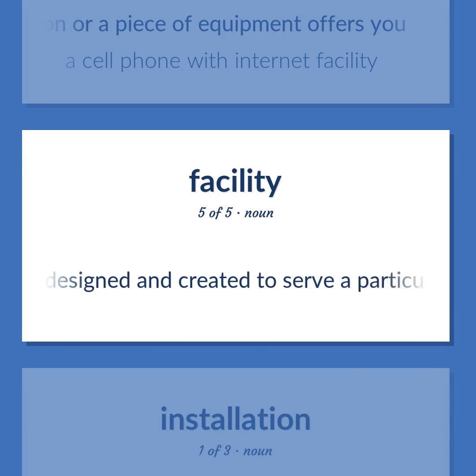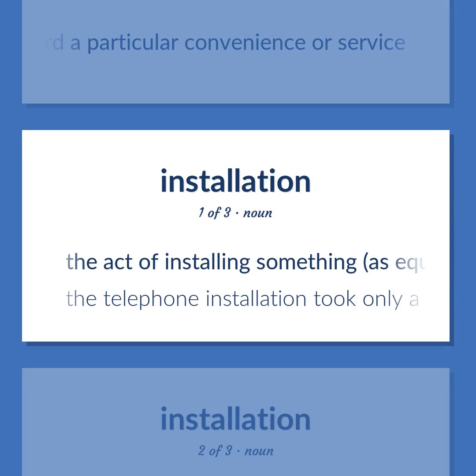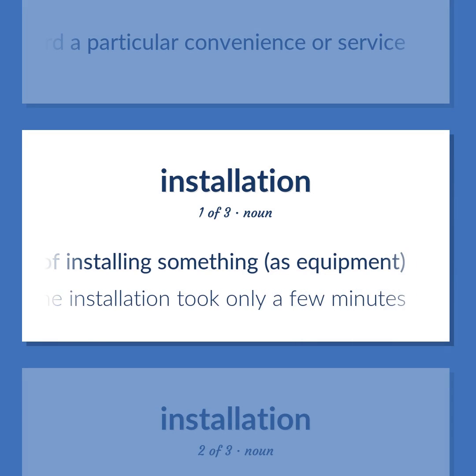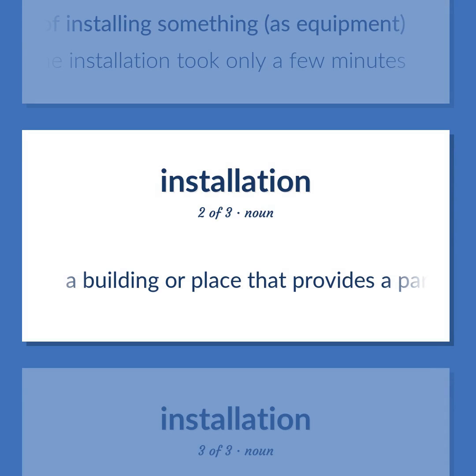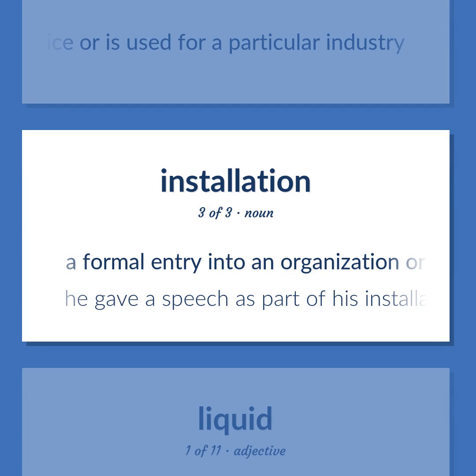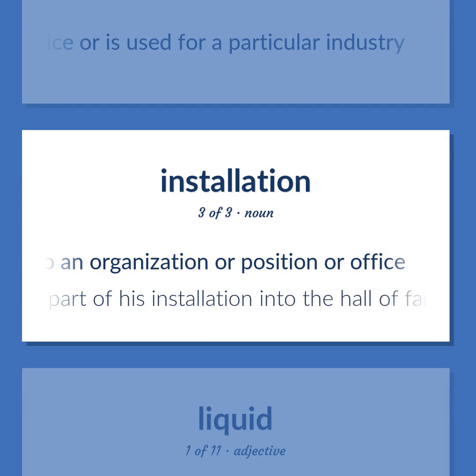Something designed and created to serve a particular function and to afford a particular convenience or service. The act of installing something, as equipment. The telephone installation took only a few minutes. A building or place that provides a particular service or is used for a particular industry. A formal entry into an organization or position or office. He gave a speech as part of his installation into the Hall of Fame.